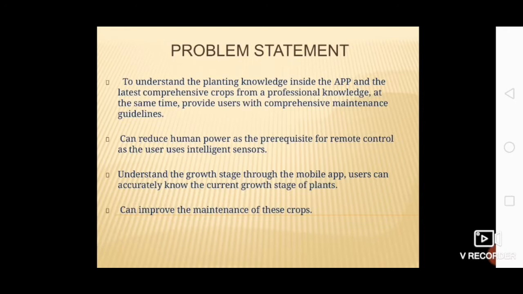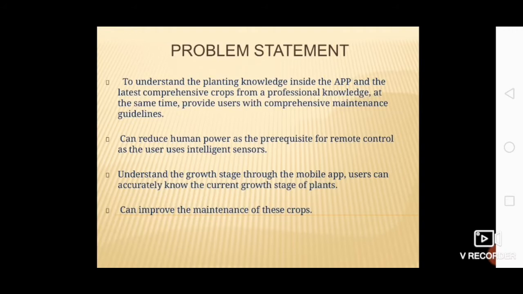This is my slide for the problem statement. As you can see, it is a challenge for a person to grow plants. It is difficult and a person might make a lot of mistakes growing a plant without a proper guide. First of all, to understand the planting knowledge inside the apps and the latest comprehensive crop knowledge from professionals. As you can see, it provides the user with comprehensive maintenance guidelines such as planting soil, insect resistance, and nursing skills.